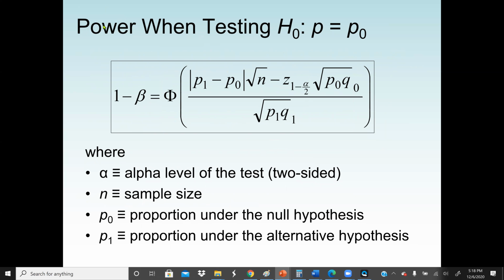So power, when testing H0, P equal to P0. That's the formula: 1 minus beta, the power, the probability of avoiding type 2 error, will be the absolute value of the difference of P1 and P0, multiplied by the square root of the sample size, minus Z 1 minus alpha over 2 times the square root of P0 Q0, over the square root of P1 Q1. Again, P1 Q1 are for the alternative hypothesis values, and P0 Q0 are for the null hypothesis values.